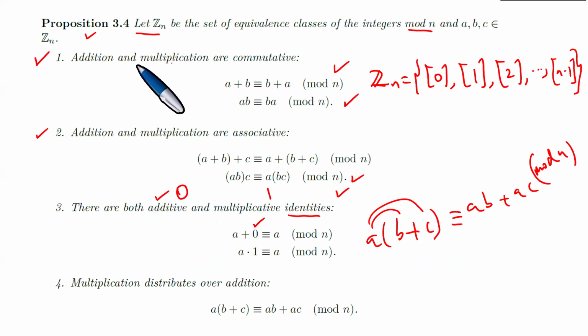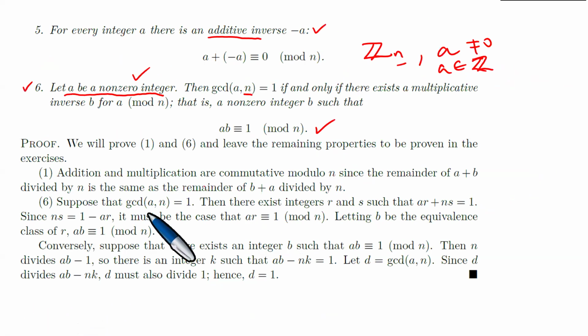1 is that addition and multiplication are commutative, so that a plus b is b plus a modulo n, but also ab is ba. So we're proving commutativity of addition and multiplication. Addition and multiplication are commutative modulo n since the remainder of a plus b divided by n is the same as the remainder of b plus a divided by n.